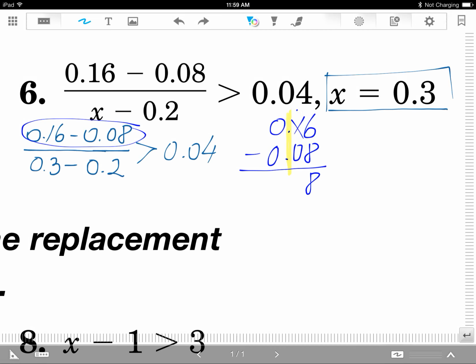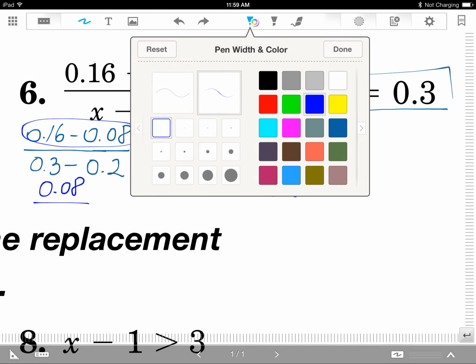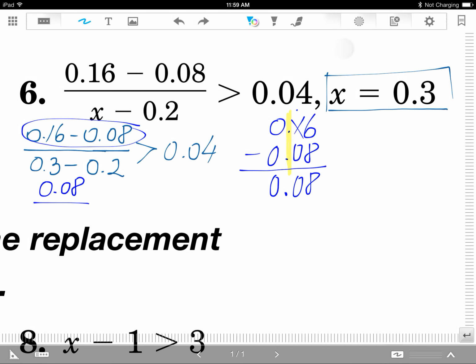Now here we don't have any more. 1 will be 0, 0 out of 0 is going to be 0. Bring down your decimal point, and 0 out of 0 is 0. So your numerator now is 0.08, right? Good. Let's move on with our denominator.